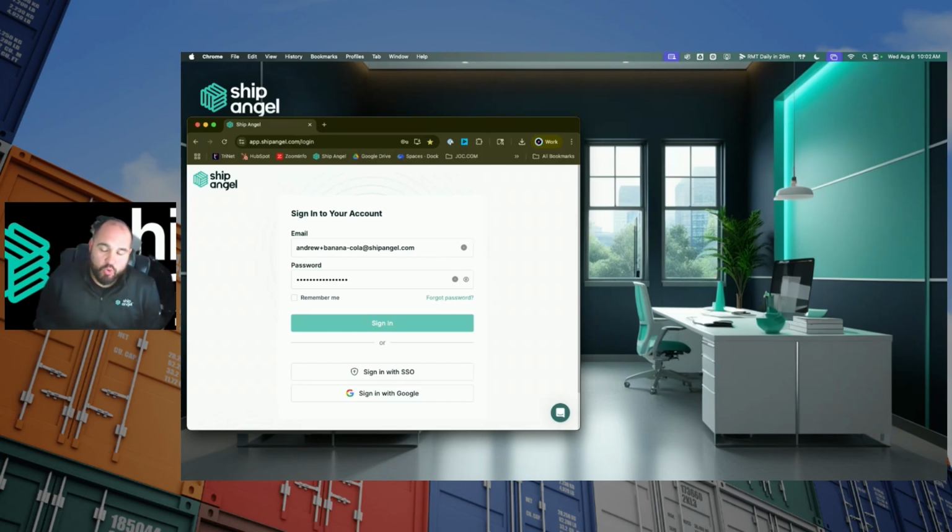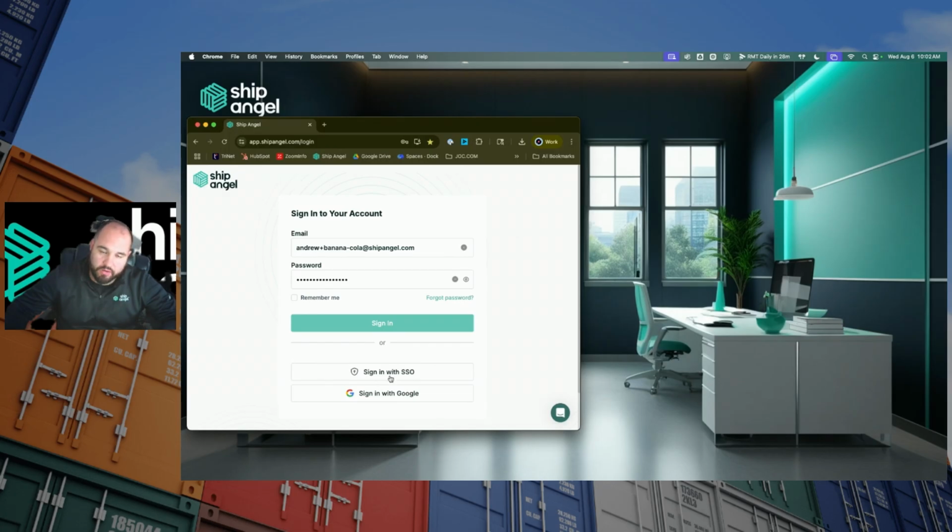Our core product is what we call our rate management system. And so I'm going to show you a little bit about our rate management system today, how it works, what it looks like, and what it feels like, and how it can potentially benefit you in your day-to-day international freight operations.